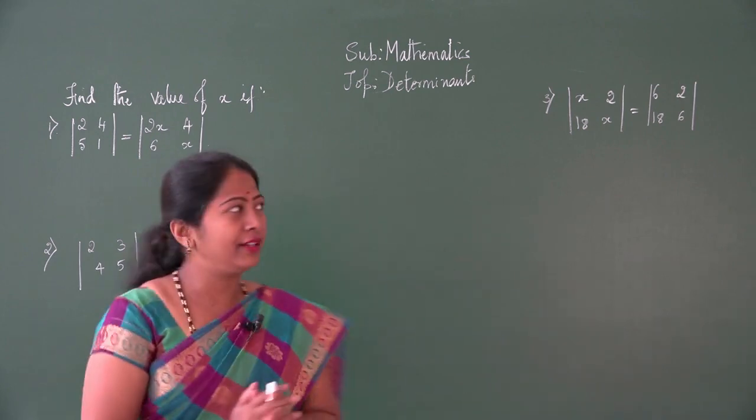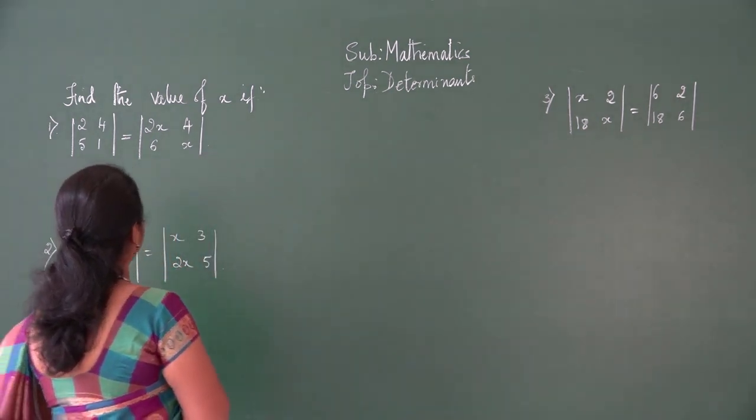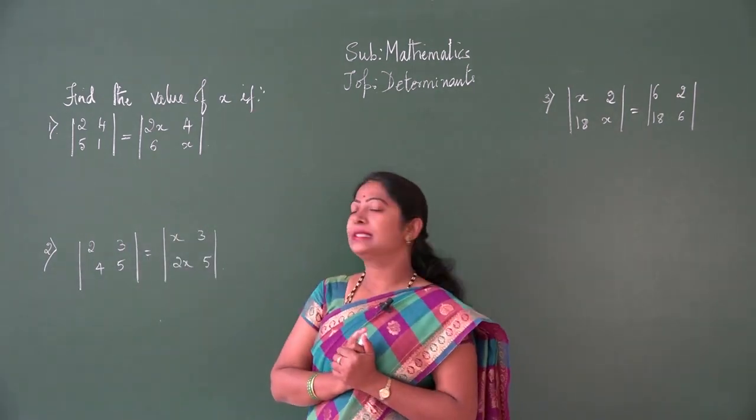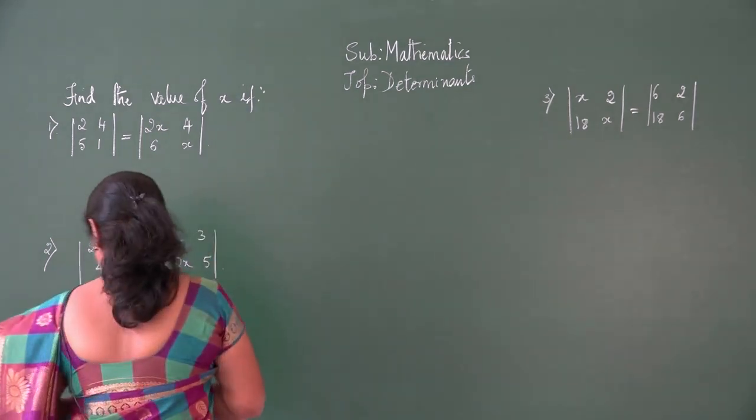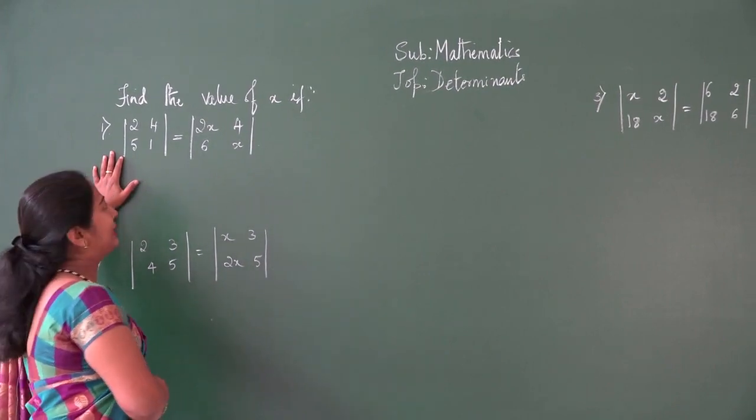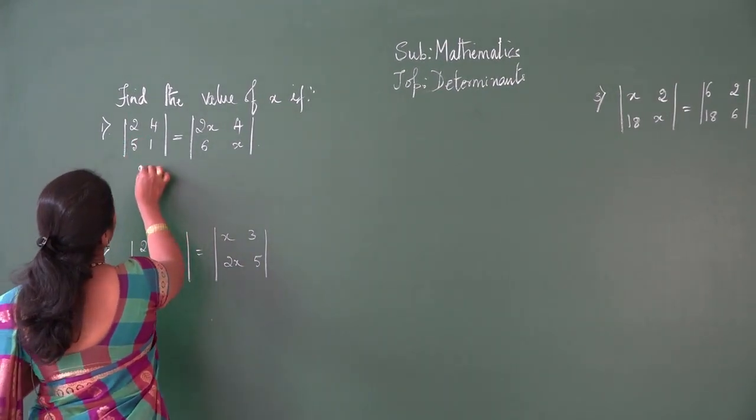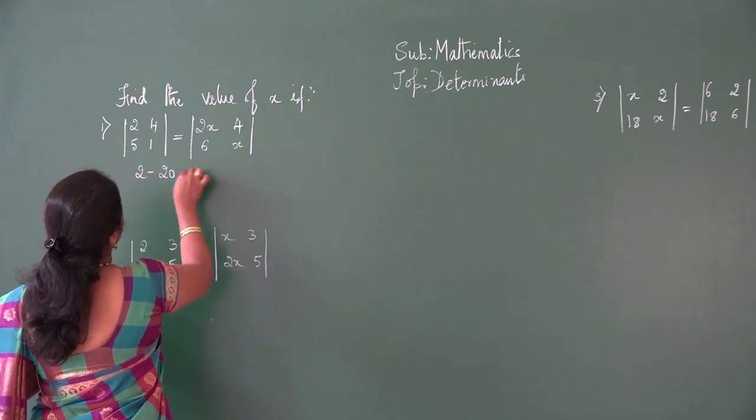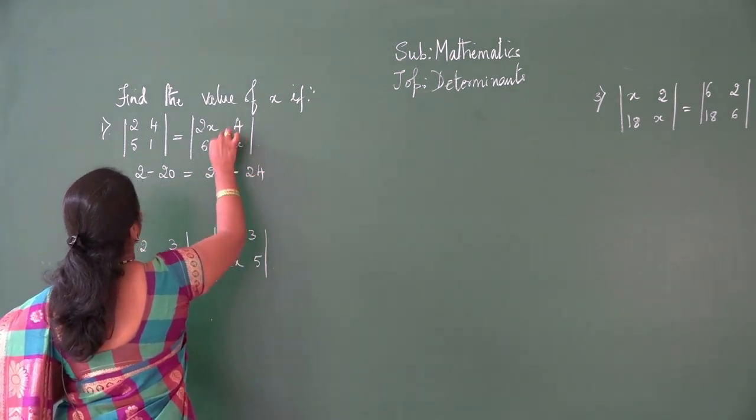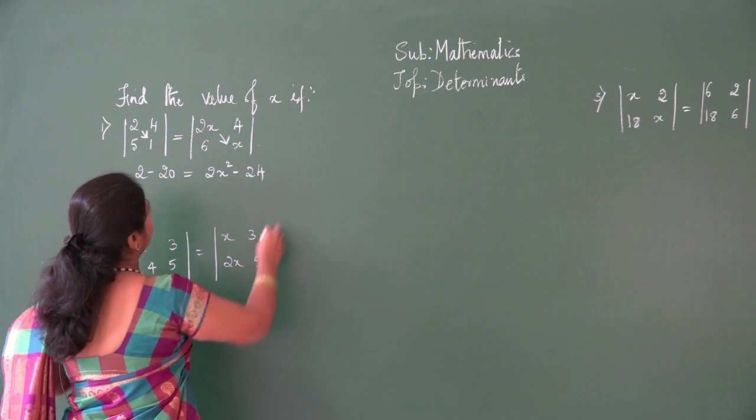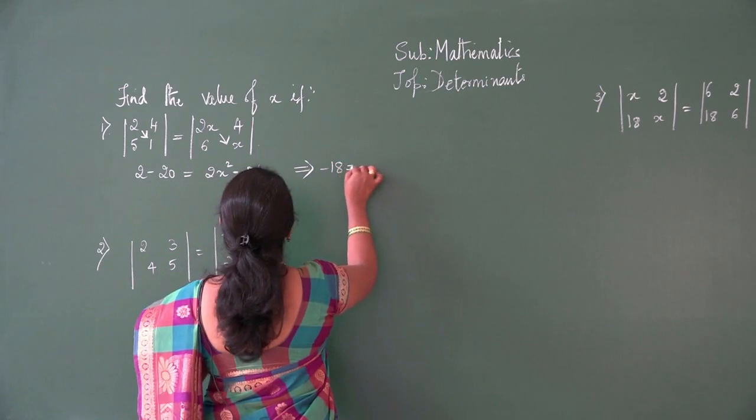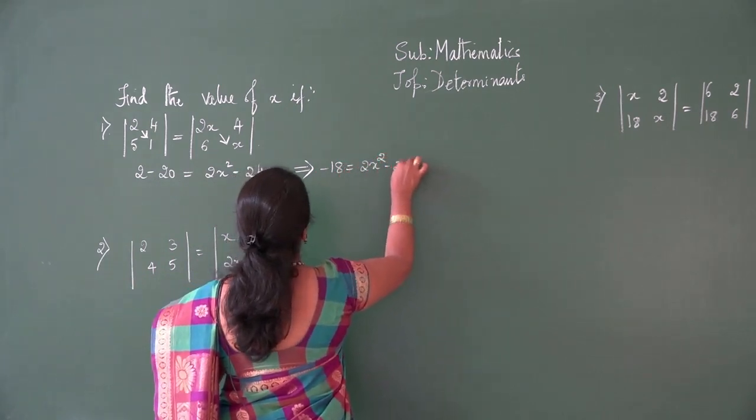Coming fourth, find the value of x if determinant of 2, 4, 5, 1 is equal to determinant of 2x, 4, 6, x. How do we calculate the value of a 2 cross 2 determinant? Product of the principal minus product of the secondary. So 2 1s are 2 minus 5 4s are 20, which is equal to 2x square minus 24. That is product of the principal minus product of the secondary.